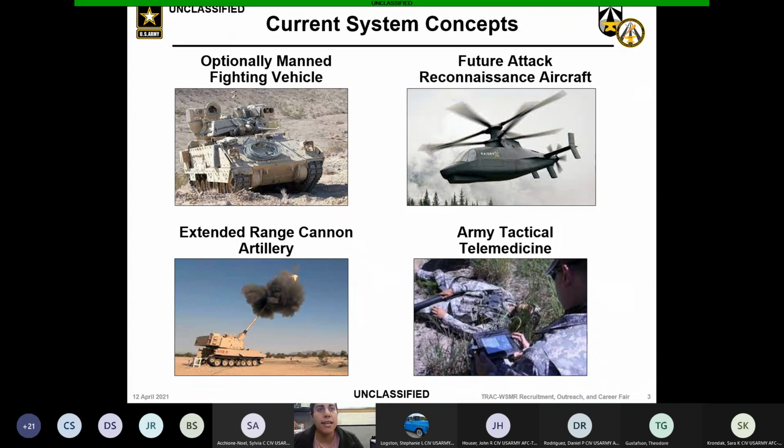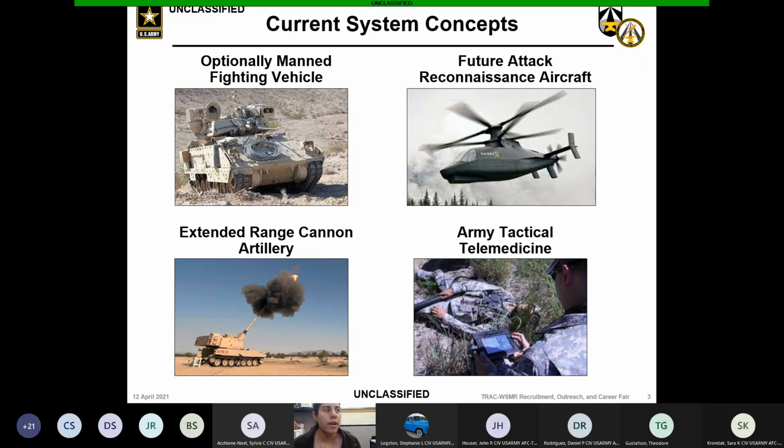And then the last study I kind of wanted to touch on was the Army Tactical Telemedicine Study. This basically just helps Army medics and doctors transfer medical data from multiple patients as they're transported from where they're injured to where they're going to receive care. So if a lot of different injuries come in at the same time, it's how do we get all of that data and it follows that person so that they can receive the right care.